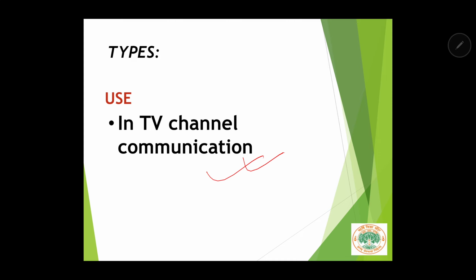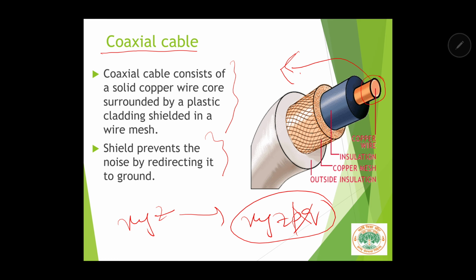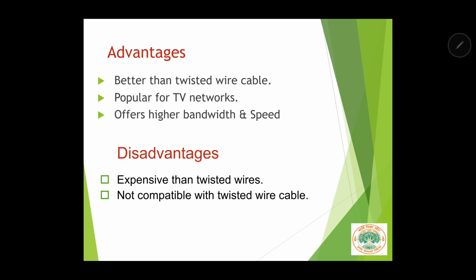Its use is in TV channel communication. If you have cable TV at your home, just pay attention to the wire there. The wire used is coaxial cable, which will look somewhat like this. The advantages are, it is of course better than twisted pair cables. It is popular for TV networks and it offers high bandwidth and speed.